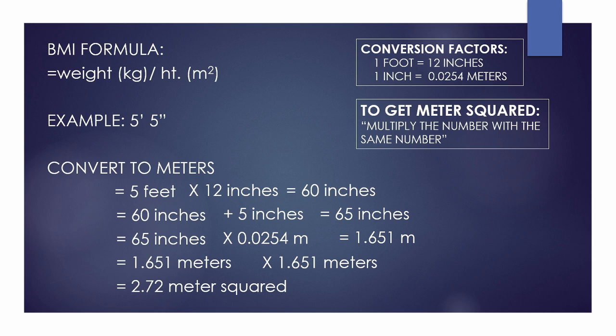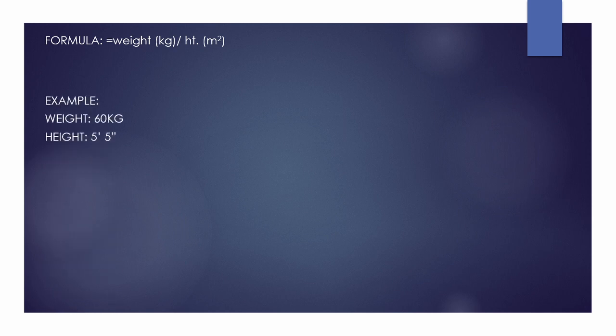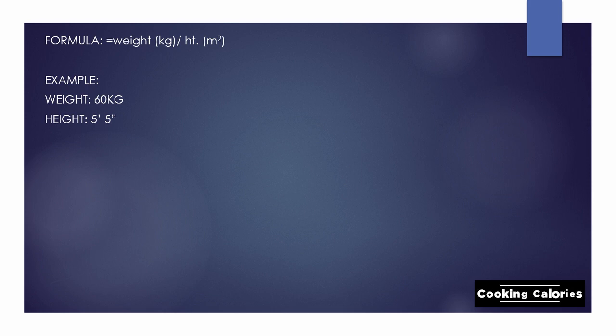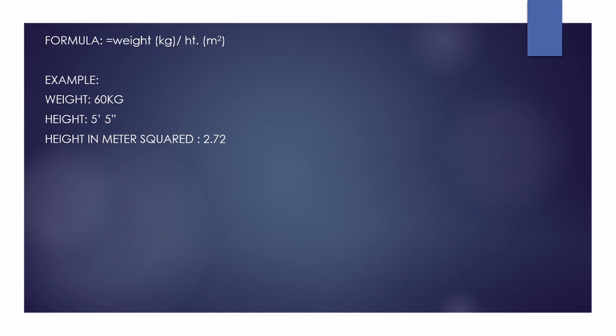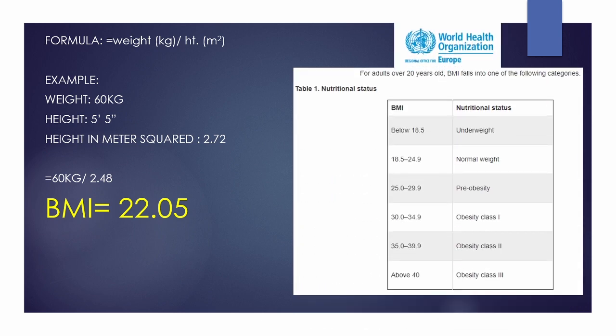Now that we already have the meter squared, we can proceed to the calculation of BMI. Again, this is the formula of BMI, the weight in kilograms over height in meters squared. So for example, a person whose weight is 60 kilograms and height is 5 feet and 5 inches. The height in meters squared is 2.72. Now we will just substitute the values. So 60 divided by 2.48 equals 22.05. Let us compare the results with the table.